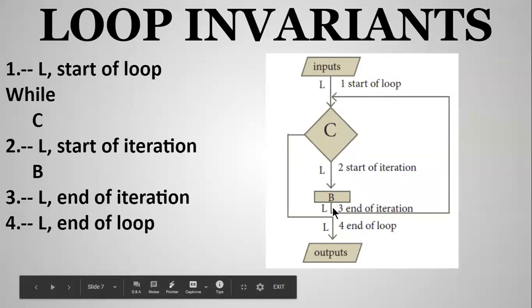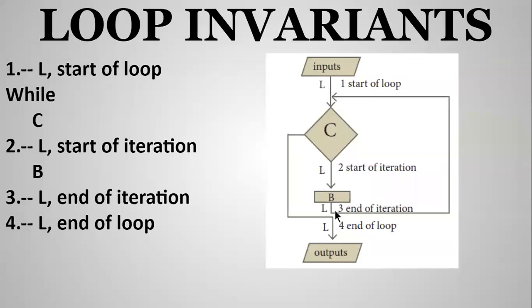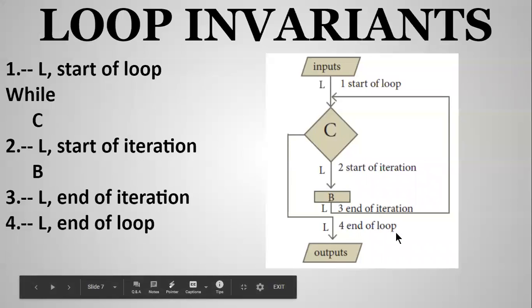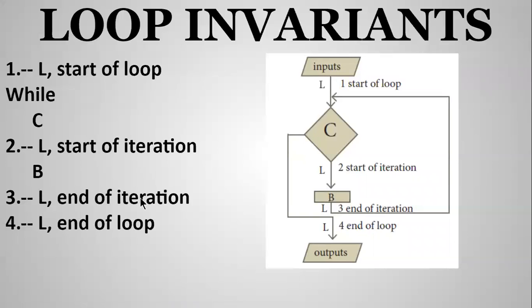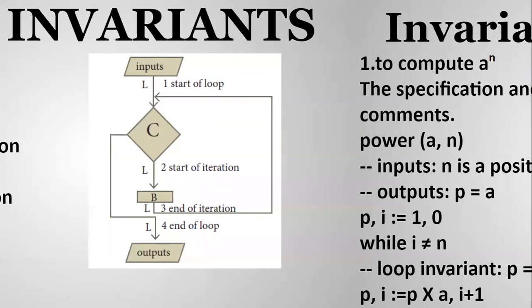The start of the loop, the end of the loop. Starting the execution of your statement is the start of your iteration. Completing the execution of your statement inside the loop is the end of iteration. When the condition is false and you come out of the loop, you call it the end of the loop. In all these four cases, if the body of the loop behaves the same way, then you call it a loop invariant.